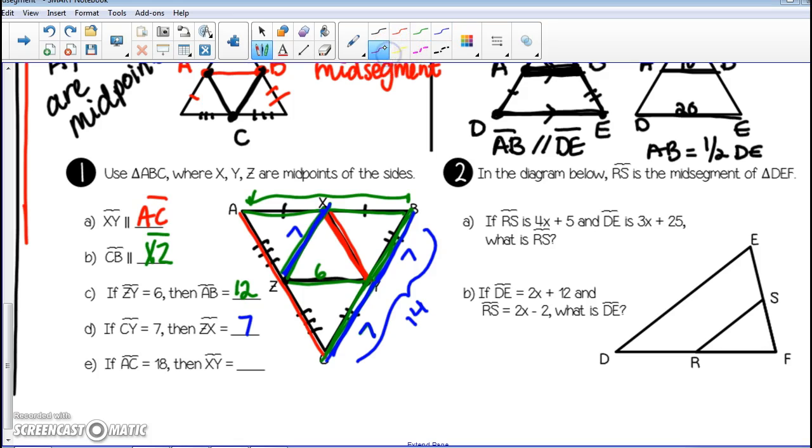And in one last color, AC. So AC, the whole thing here, is 18. What is XY here? It's a midsegment, so it is half as much, so it would be 9.